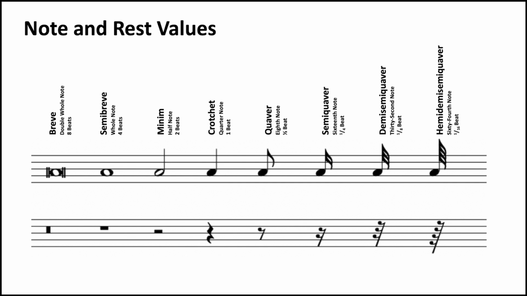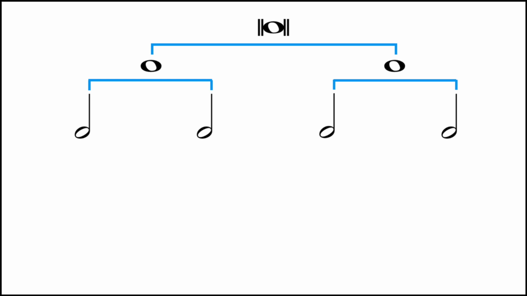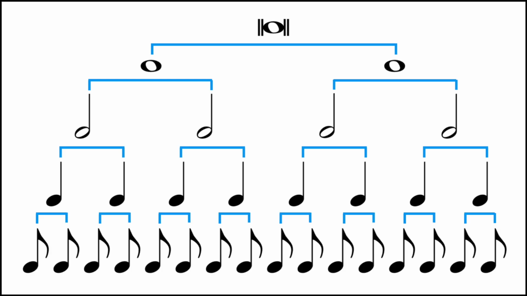If we look at the relationship between these notes, we will see that a breve is worth 2 semibreves. Each of our semibreves can in turn be split into 2 minims and 4 crotchets. Each crotchet can be split into 2 quavers.